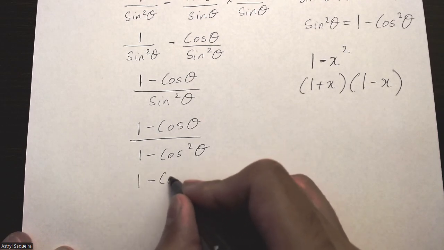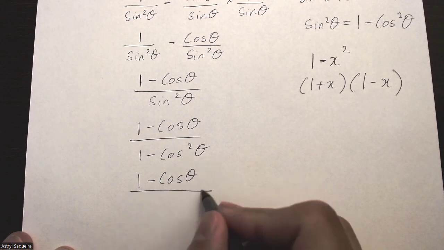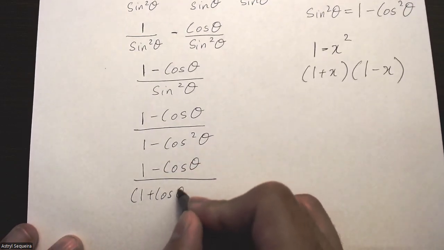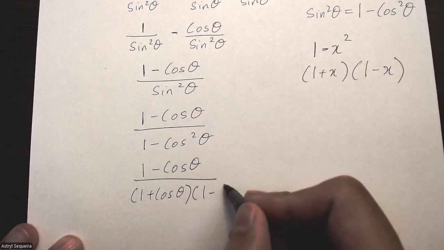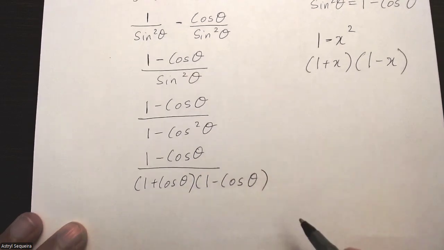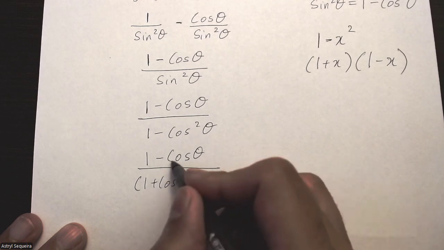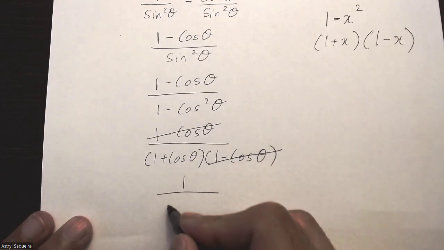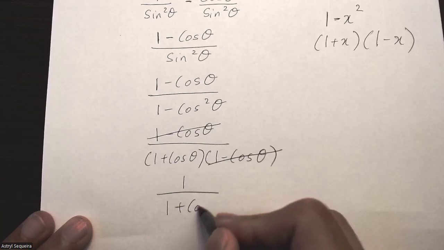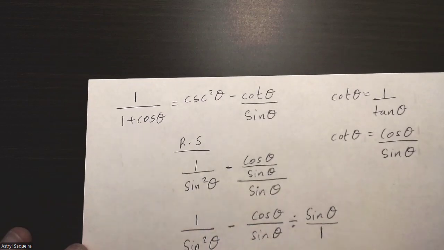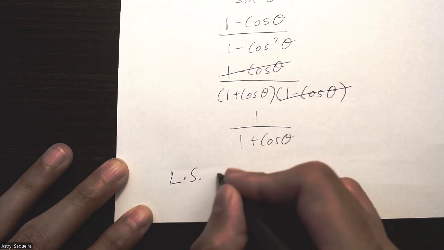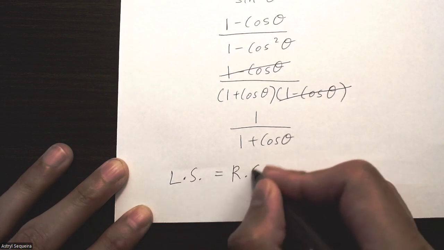So if I factor this by difference of squares, the bottom is just going to be 1 plus cos theta times 1 minus cos theta. Then I can just cancel the 1 minus cos thetas, and I'm left with 1 over 1 plus cos theta, which basically matches the left side. And now I've proved that the left side equals to the right side.